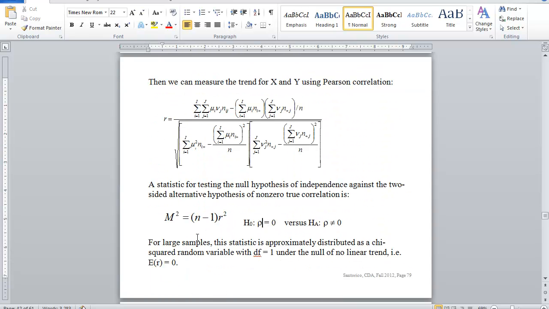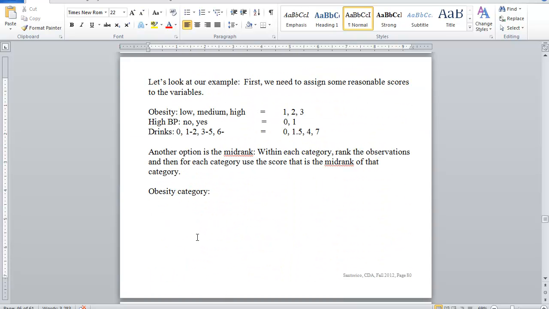All right, so I'm going to write that down for us. For the obesity category, if I line them all up, 1 through 165 are low. And then 166 to 326 were counted in medium. And then I had 327 to 491. So my sample size is 491. Those were the high category.